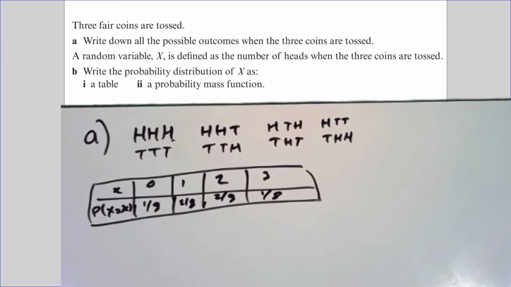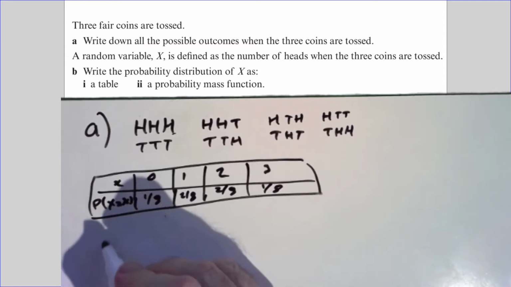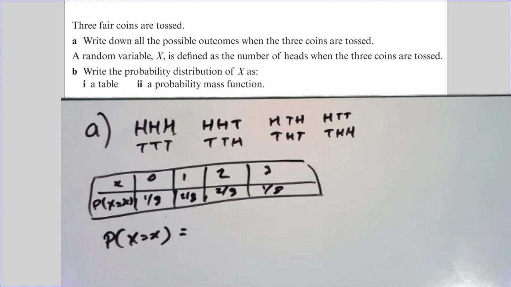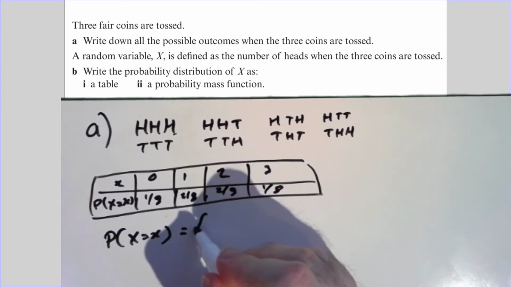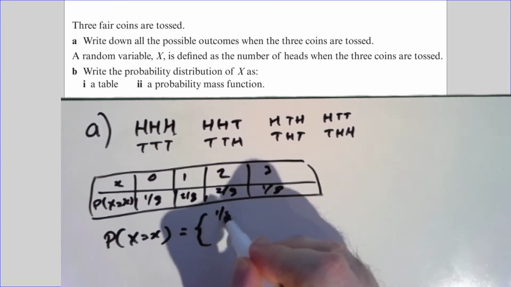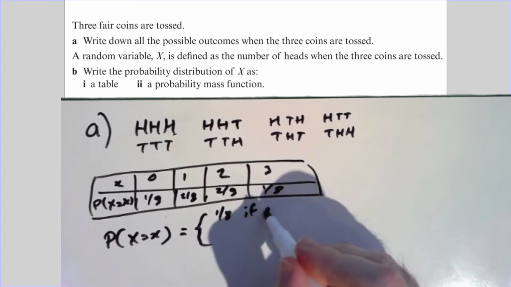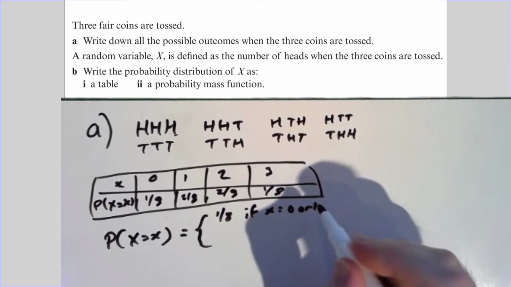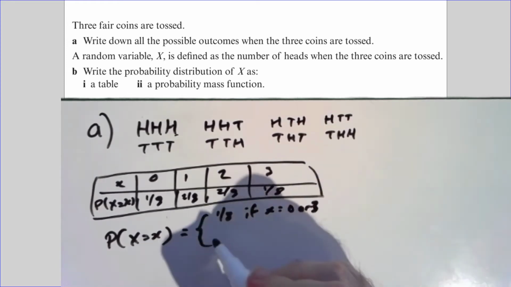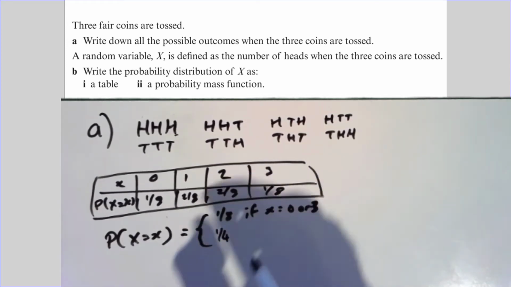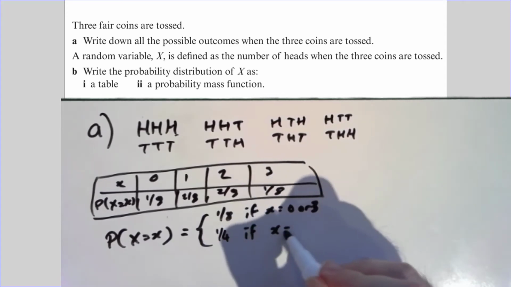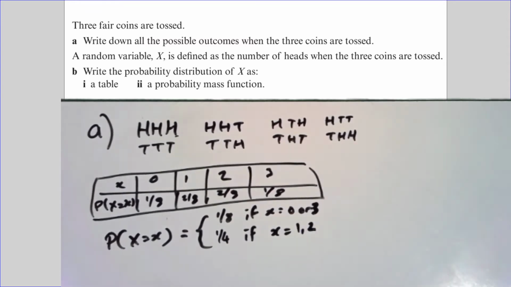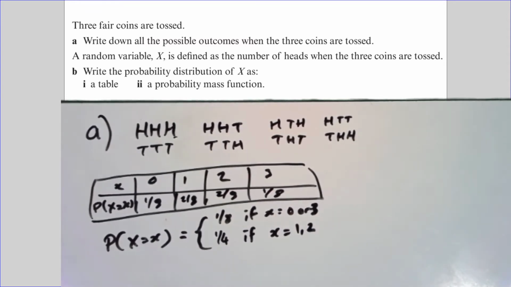To write this as a probability mass function, we're going to say P(X = x) equals, now there are 2 possible outcomes. It could be 1/8 if x is 0 or 3, and 1/4 or 2/8 if x is 1 or 2. And you can use commas or you can use "or" for this. Either of these is fine.